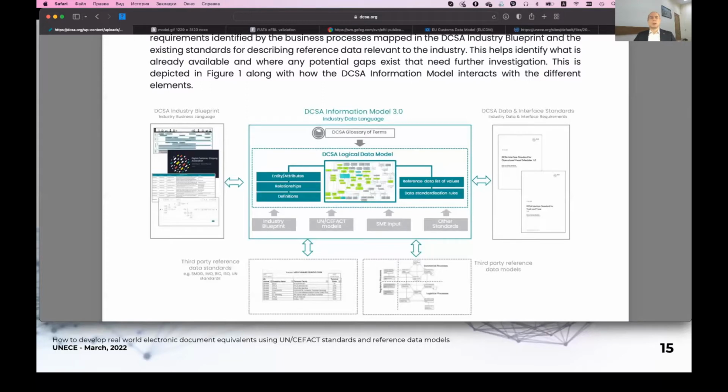As can be seen, there is a clear relationship between the UNECE multimodal reference data model and the DCSA information model, and between the DCSA logical model and subsets of the MMT-RDM. At the same time, the information model is extended with additional artifacts, such as DCSA data and interface standards, which detail both the requirements of the subject area and the practice of using the data sets described by the model. And thus, the following pros and cons of information models can be distinguished.